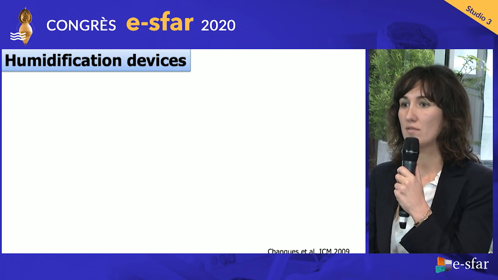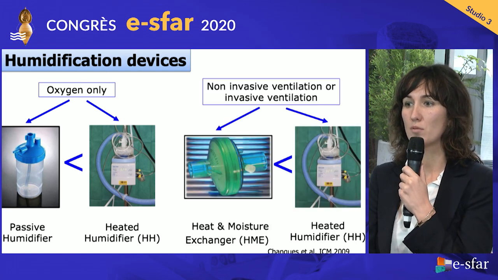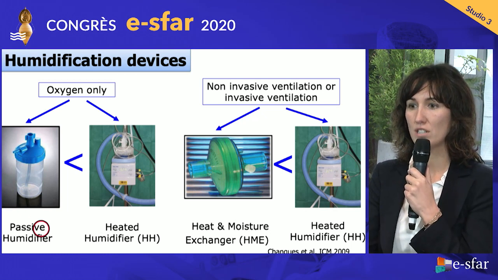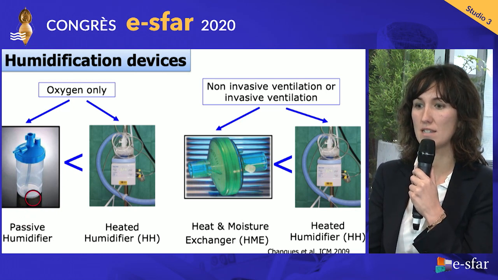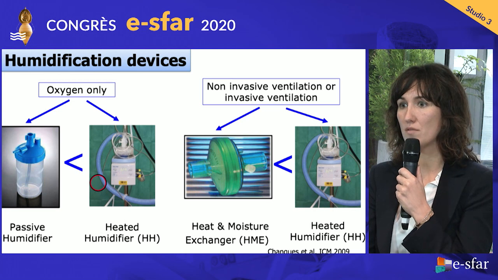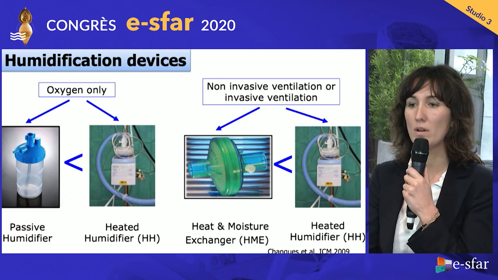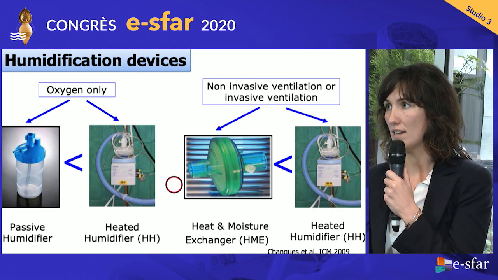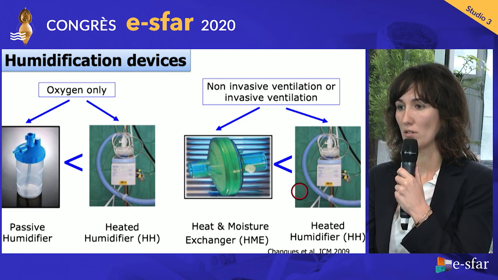The humidification devices vary according to whether you want to apply oxygen only or non-invasive ventilation or invasive ventilation. So for oxygen only, two main types of humidification: passive humidifier, like you can see on the picture, and heated humidifier. The heated humidifier would be better than the passive humidifier, allowing a better comfort. In case of ventilation, non-invasive or invasive, two main types of humidification devices: heat and moisture exchanger, here, and heated humidifier.